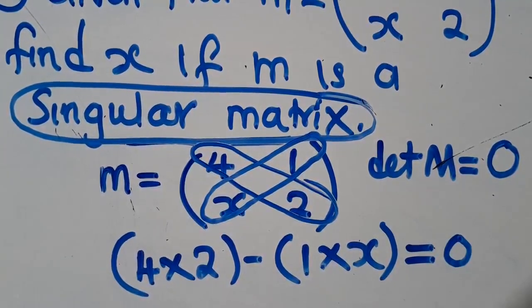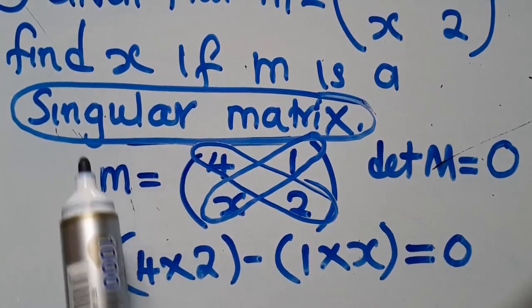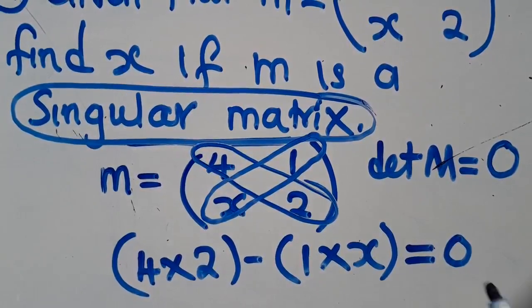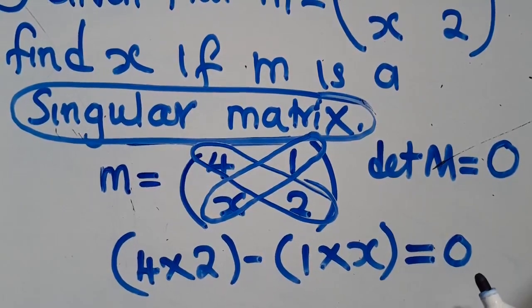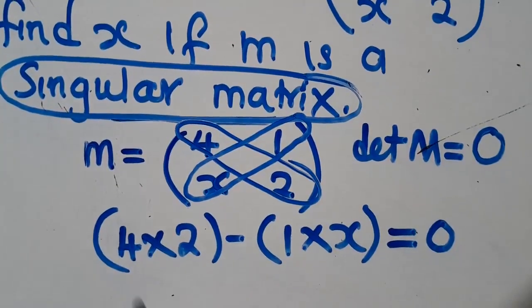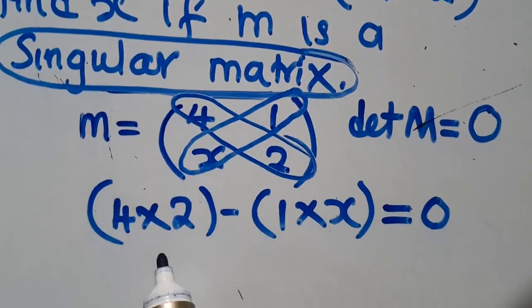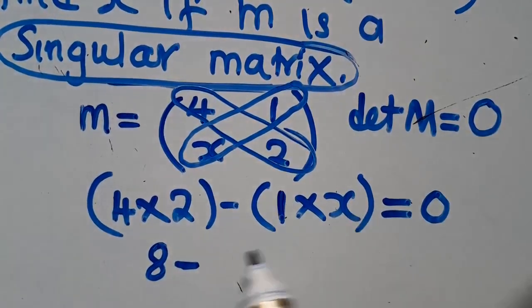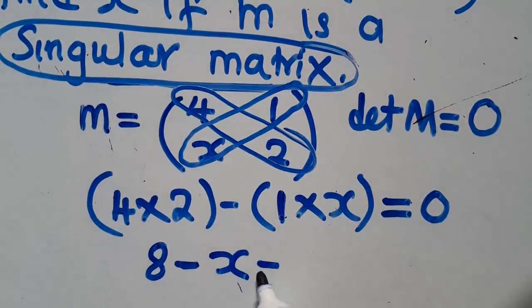If you didn't know, it is nice that you've known today that the determinant of a singular matrix is 0. That's why a singular matrix has no inverse. You cannot find the inverse of a singular matrix. So you need to follow instructions. 4 times 2, the answer is 8. Minus 1 times x is x, which is equal to 0.